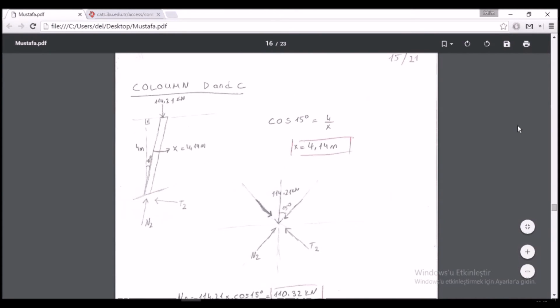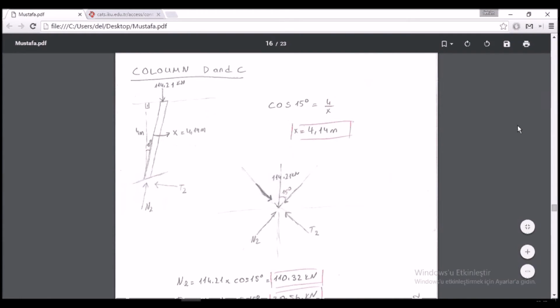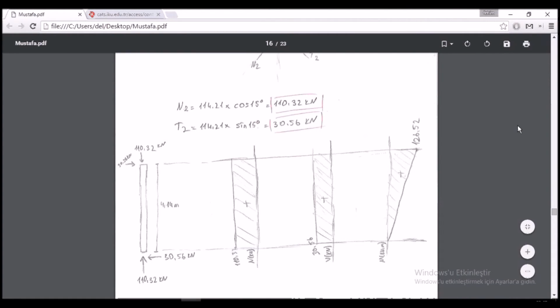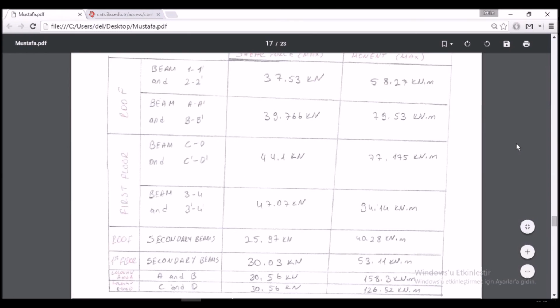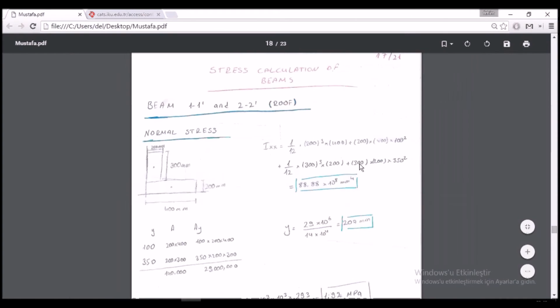At this page, we calculated loads and reactions at column D and C. Again, these columns also have 15-degree of angle. Here we found our reaction forces and we draw our MMV diagrams for column C and D. Here you can see that we found our maximum moment and maximum shear force for our beams and columns.